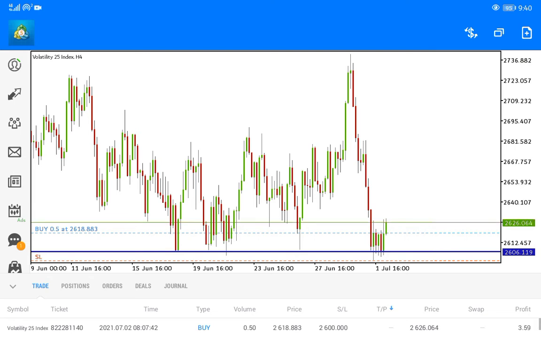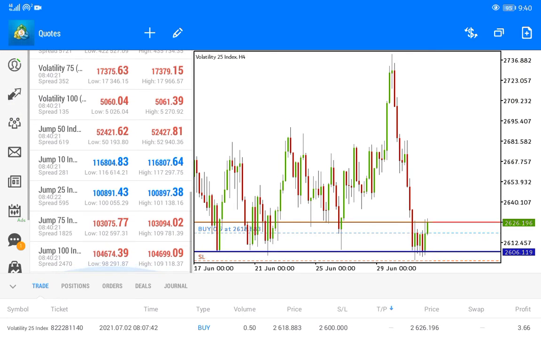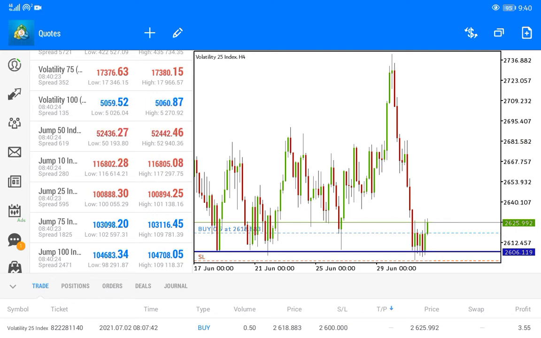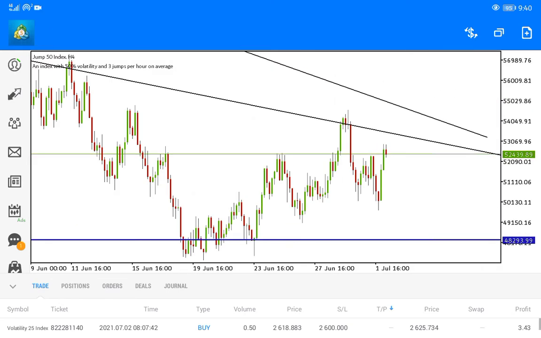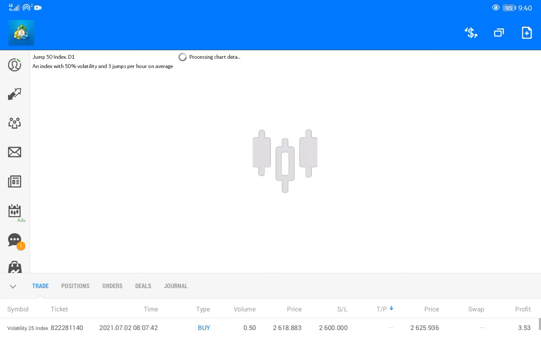So I don't want to take much of our time. Question 2. How do you identify the rejections on Jump 50? This is the simplest question, and I'm going to be fast with that. Jump 50. How do you identify the rejection? So I'm going to go to the daily candle. I did my analysis on daily.